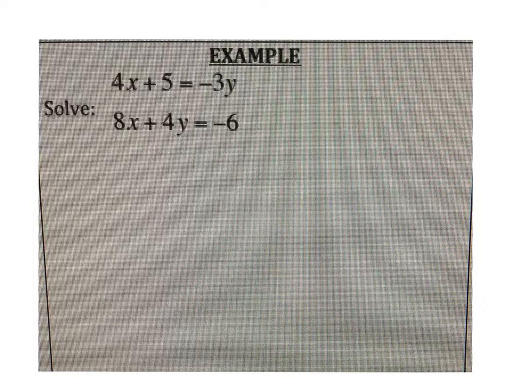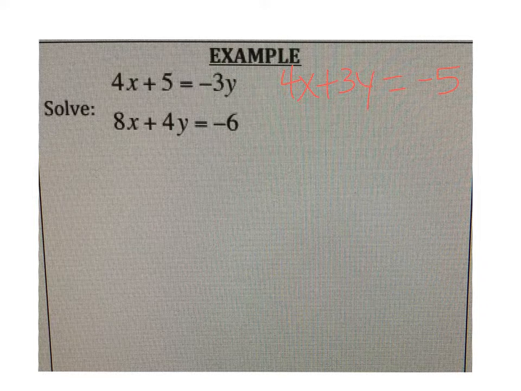Okay, so just to get started, for these two equations, I'm noticing already that I'm going to need to put the x's and y's in the same position. So for this first one, I'm going to add that 3y over, 4x plus 3y, and I'm going to subtract the 5 over to the other side to give it a negative 5. And then I still have the equation 8x plus 4y equals negative 6.